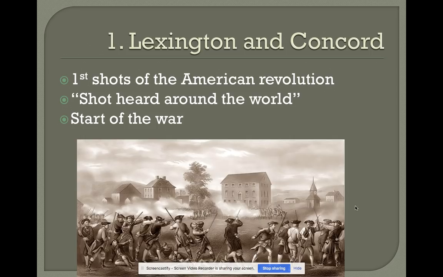So for Lexington and Concord, we need to remember first battle and shot heard around the world. If you remember those two things, you'll be in good shape. And this is what kicks off the American Revolution. Now, the date for this is going to be 1775. Write down 1775, because you do need to know the dates of the American Revolution.